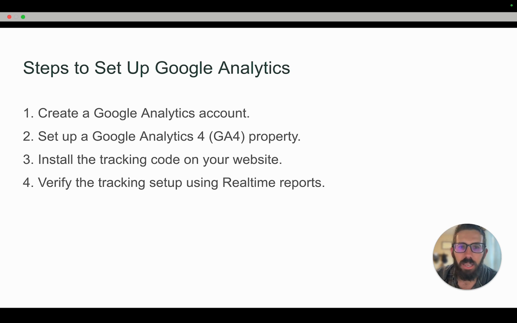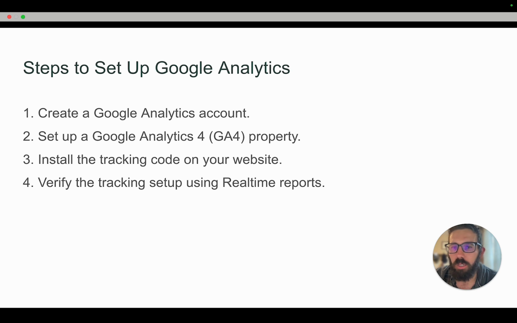About a year and a half ago, Google officially ended Universal Analytics, which was basically Google Analytics 3, and moved to Google Analytics 4. So you want a Google Analytics 4 property. Once you have that, you will then get some code that you can add to your website. This basically connects your site to Google Analytics and sends data over there.